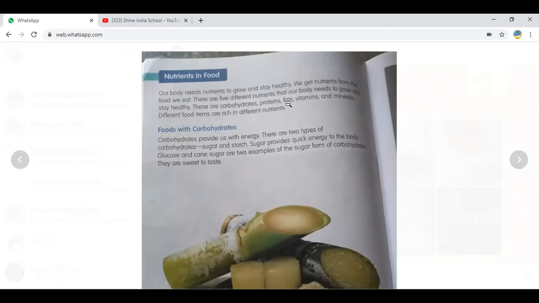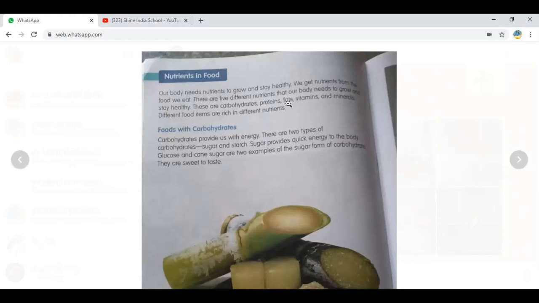Whether the animals in our surroundings, human beings, or plants, everything is made of food. Plants will prepare their own food, especially humans and animals need food. So the first point you can understand clearly. Our body needs nutrients to grow. If we get the nutrients only, then only we will grow and stay healthy. So that we need to eat food.